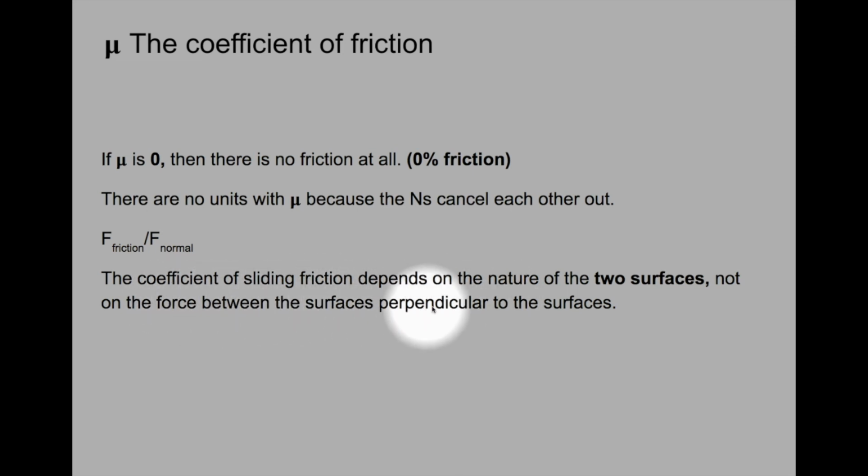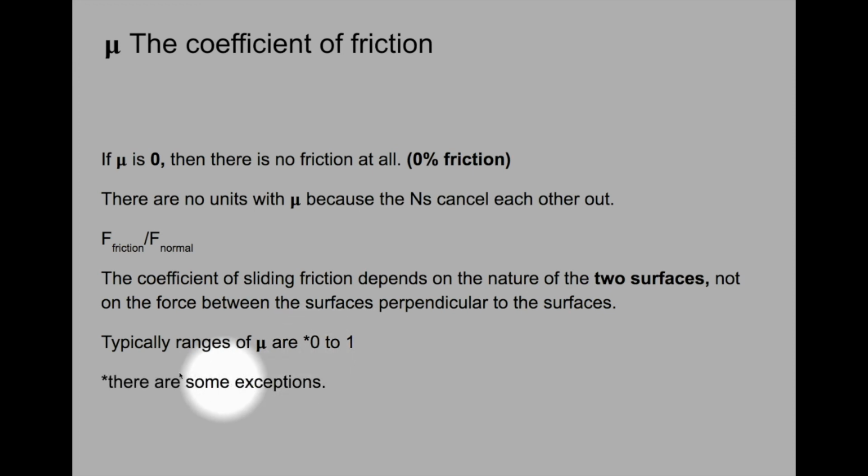Again, they talk about perpendicular, which is important as well. Typically, just think of it from 0 to 1, 100% friction, 0% friction. There are some examples that go above that. That's why I put the asterisk right here. So typically when you're working a problem and you get a huge number like 45, you've messed up. And I'll try to make sure that happens on homework and stuff.